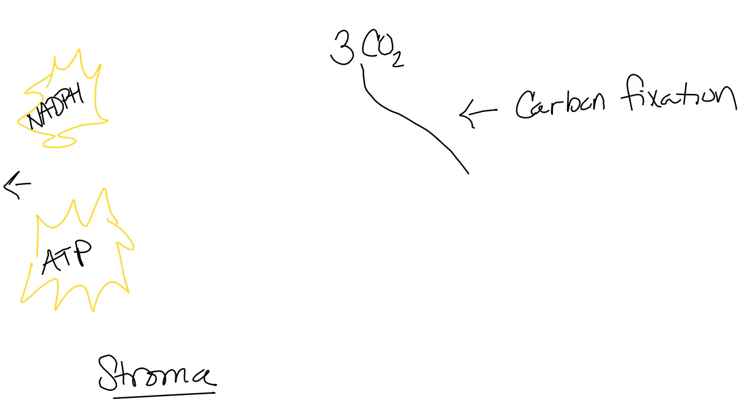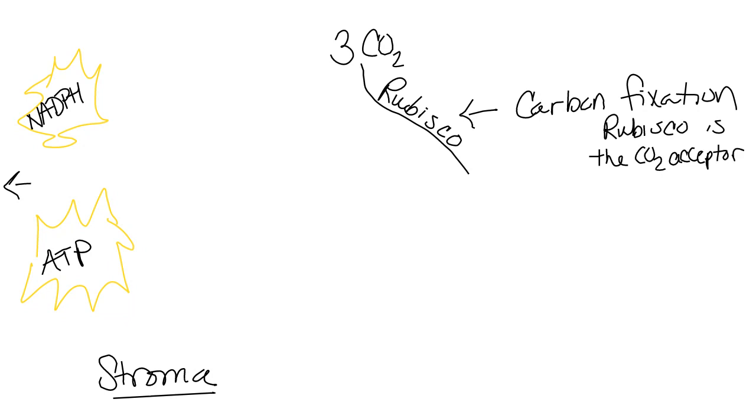So carbon needs to come into the cycle. It needs to get fixed into the cycle. And we're going to have Rubisco help us catalyze that. Okay, so that's our CO2 acceptor. So we've got carbon dioxides coming on in.